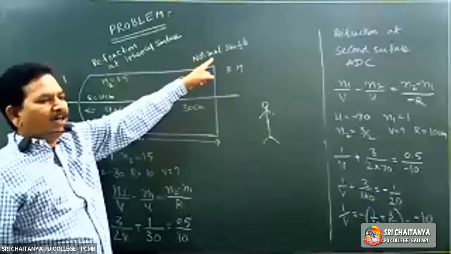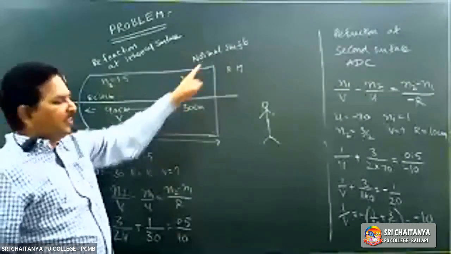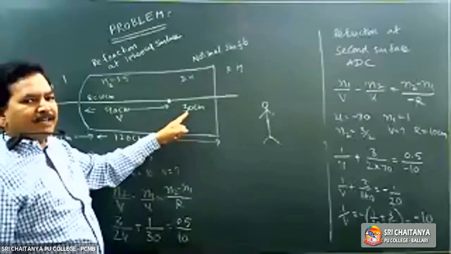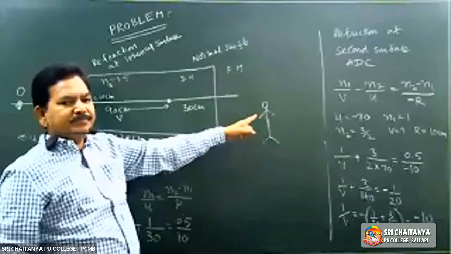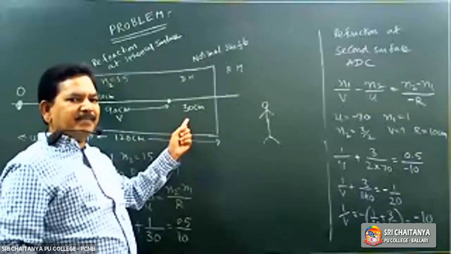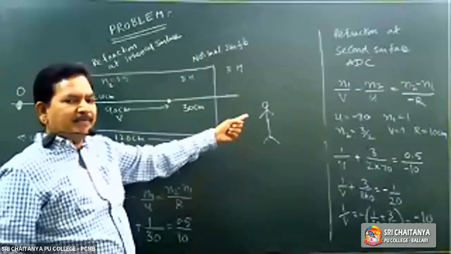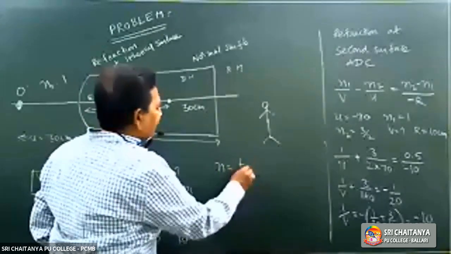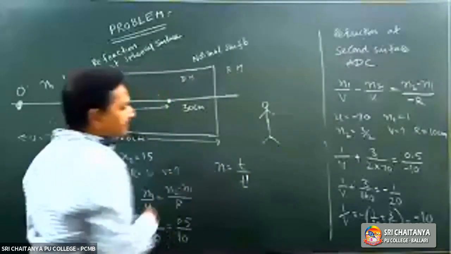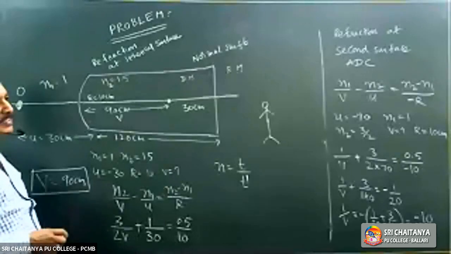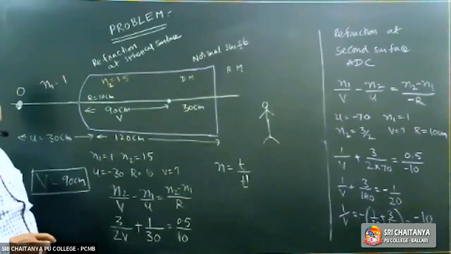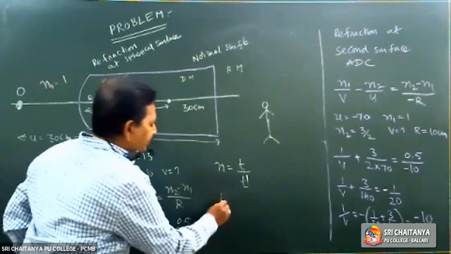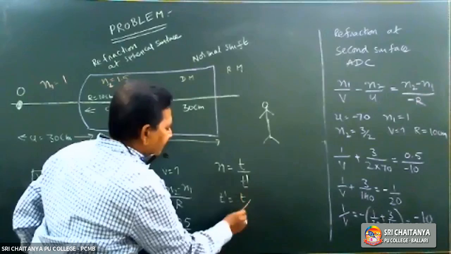Normal shift formula. Where is the object? In the denser medium. Where is the observer? The observer is in a rarer medium. If the object is in the denser medium and the observer is in the rarer medium, what is the normal shift formula? N is equal to T by T dash. Refractive index is equal to real depth by apparent depth. Then what is apparent depth? T by N.